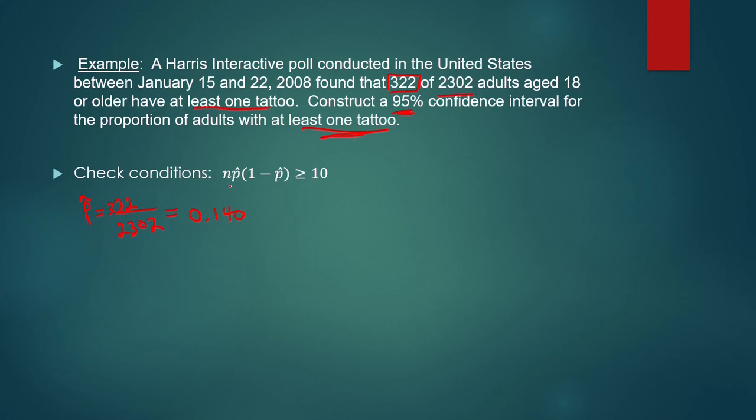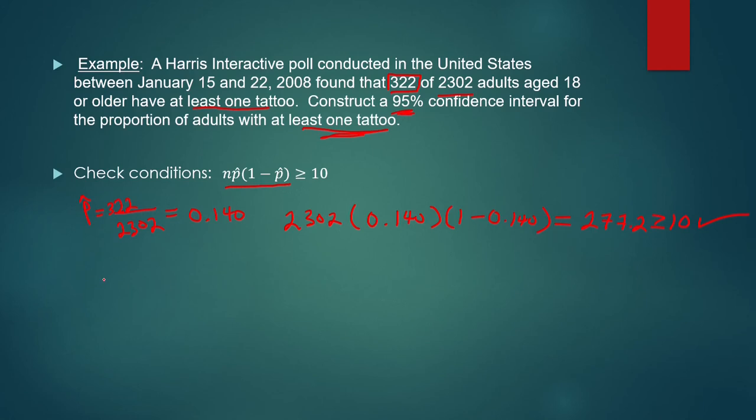And then I can finally check the condition n p hat times the quantity 1 minus p hat. The sample size is 2,302. We're going to multiply that with p hat, 0.140, times the quantity 1 minus 0.140. This yields 277.2, and that's clearly greater than or equal to 10, so the first condition is met.